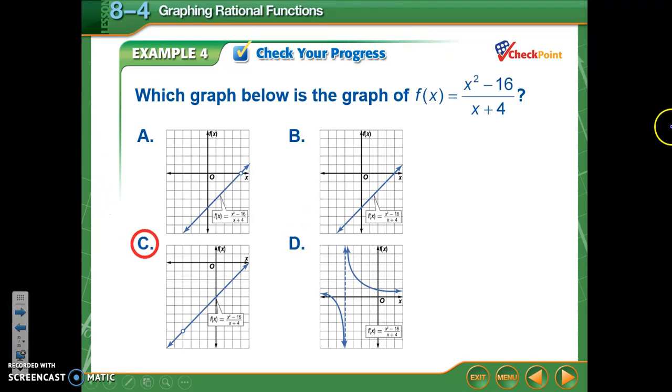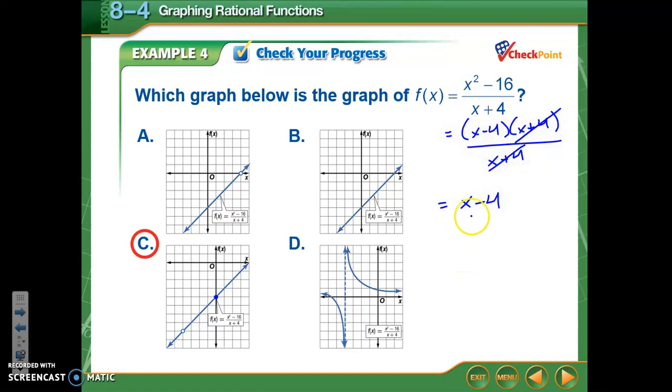All right, the answer here is C. If you notice, when I factor this, I get x minus 4 times x plus 4 all over x plus 4. My x plus 4s divide out to 1, so I'm just left with x minus 4. So my graph looks like a straight line with a y-intercept of negative 4 and a slope of positive 1. But my denominator, x plus 4, would equal 0 at x equals negative 4. So wherever x equals negative 4, at negative 4, negative 8, there is a hole in my graph. So instead of an asymptote, if it cancels out, I have a hole.